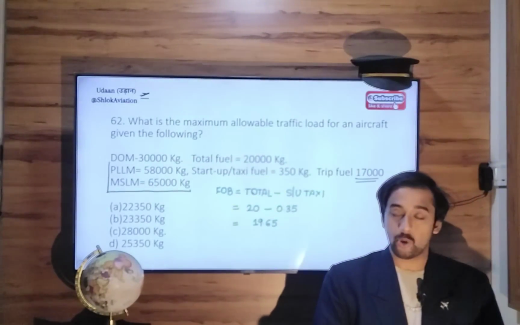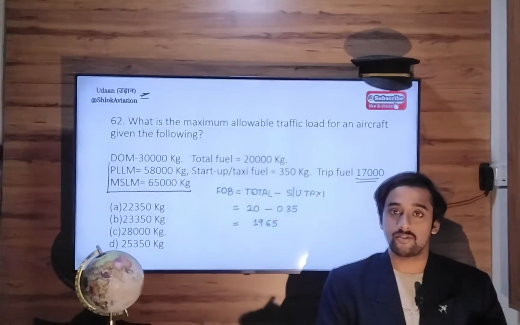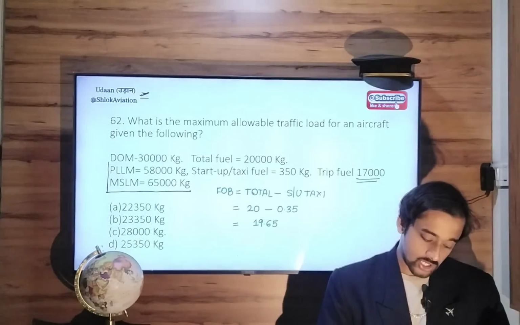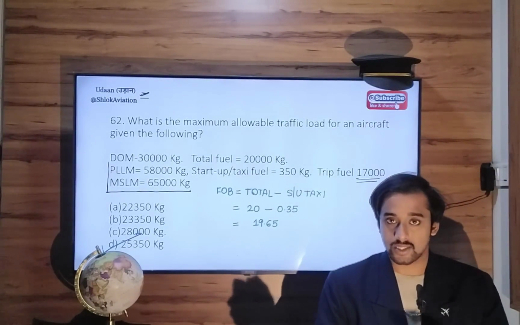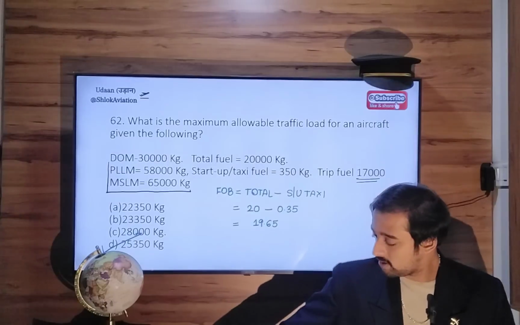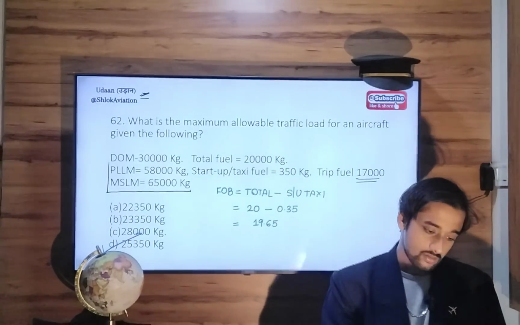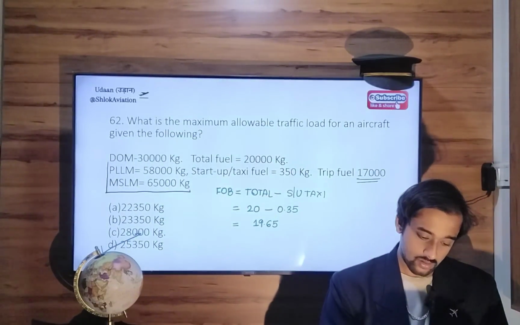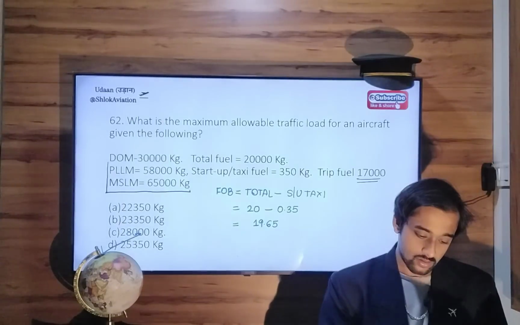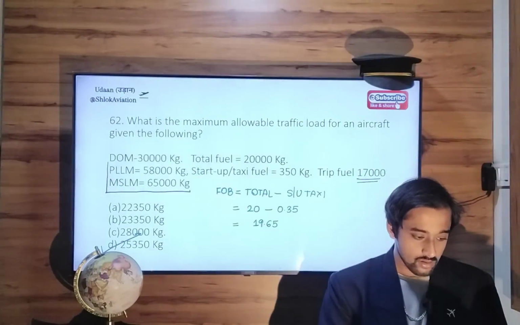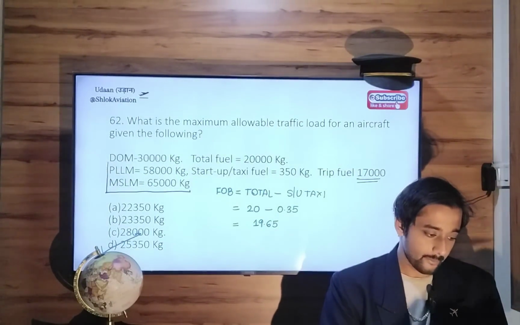Okay, or 25.35 or 25,350 kilogram. So the correct option will be option Delta. 62 is Delta. Okay.